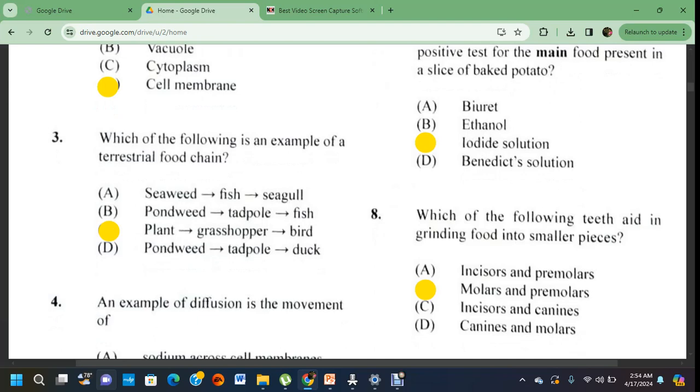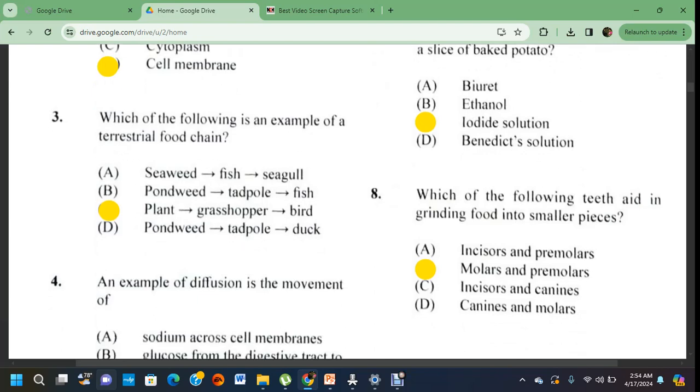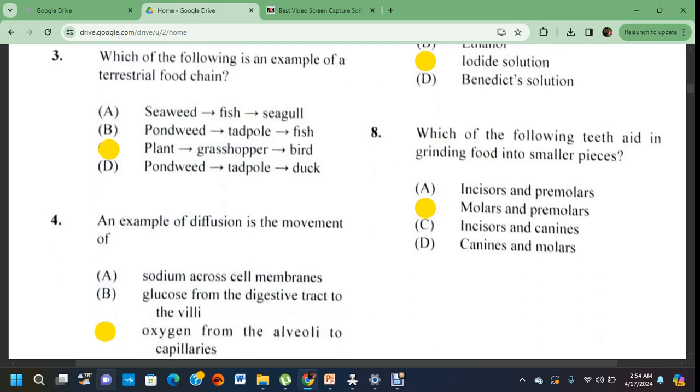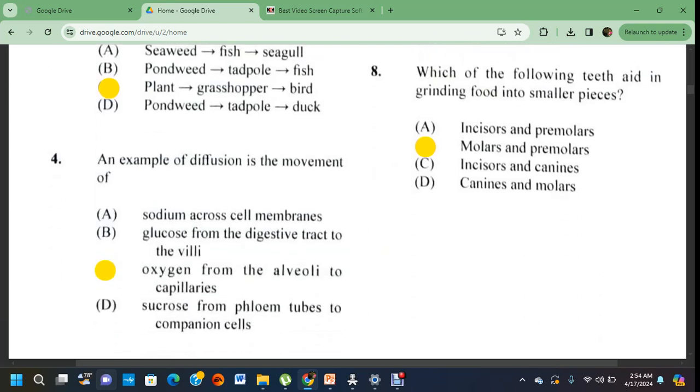Which of the following is an example of a terrestrial food chain? And this type of food chain, of course, is located on land. So let's look at the answer, and the answer is option C, where of course you have plant, grasshopper, and bird. As you can see for this food chain, the plant is the producer, and again, all food chains must start with a producer. Let's go down to question 4.